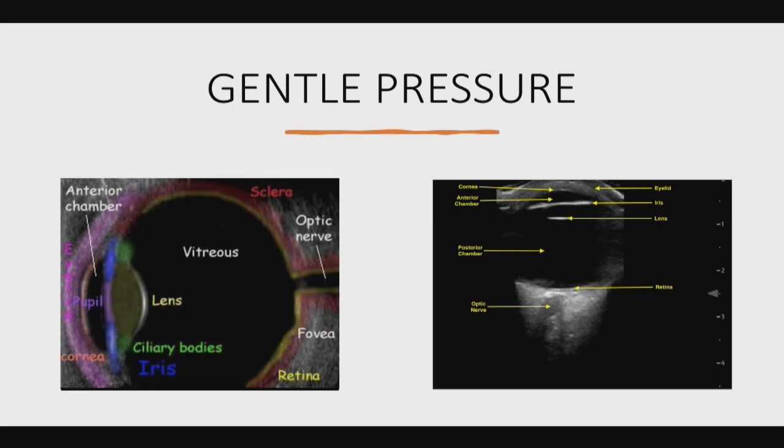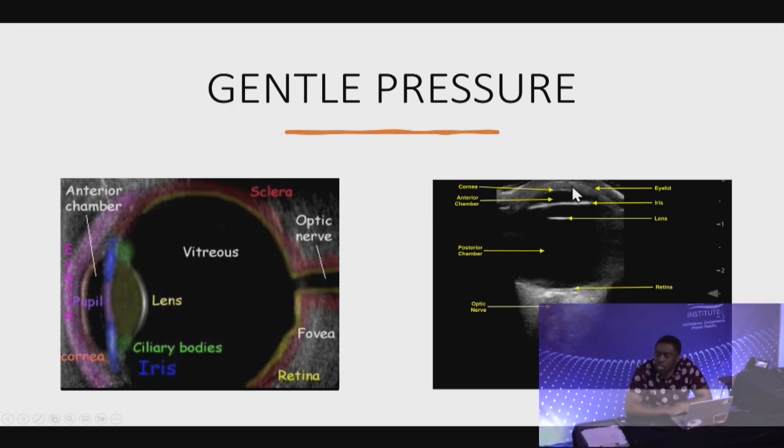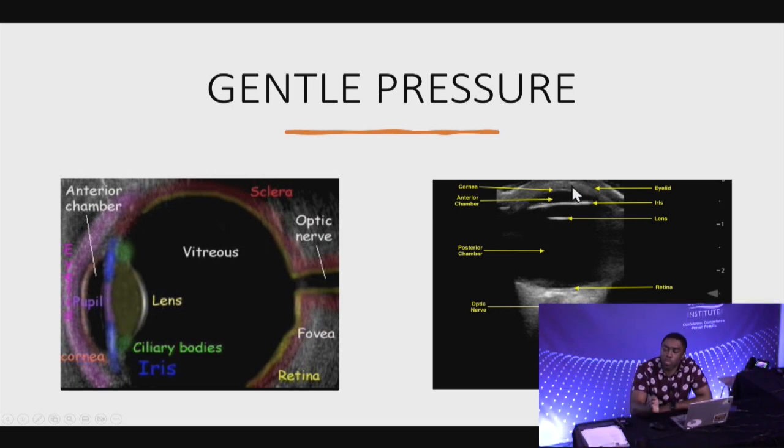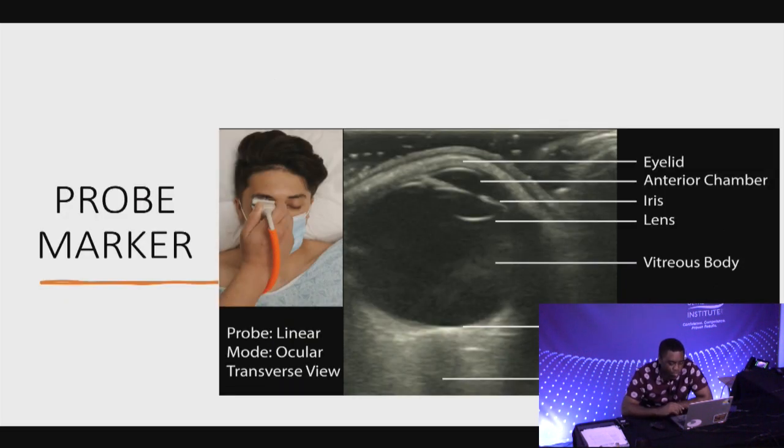If you look at the image on the right versus the image on the left, on the image on the left, you see that there's a little bit more pressure applied to the eye, and that's why it's more horizontal versus a nice, more elliptical image that you see on the right. So that's more pressure versus less pressure. Just things to look at when you're doing your ultrasound.